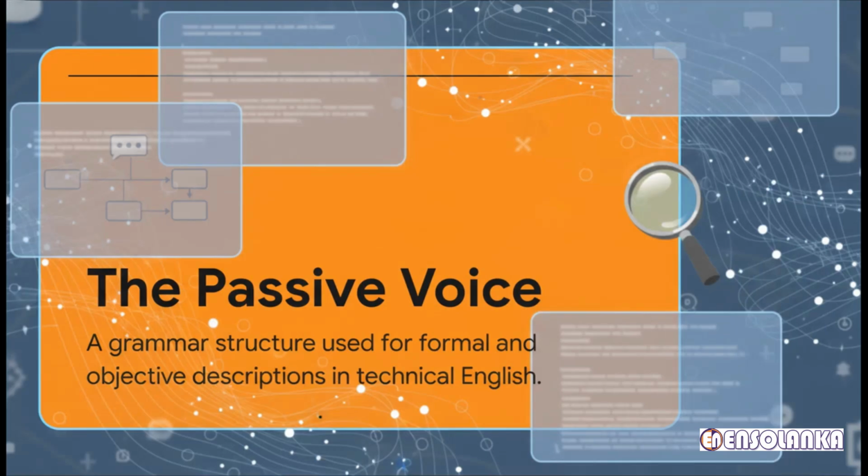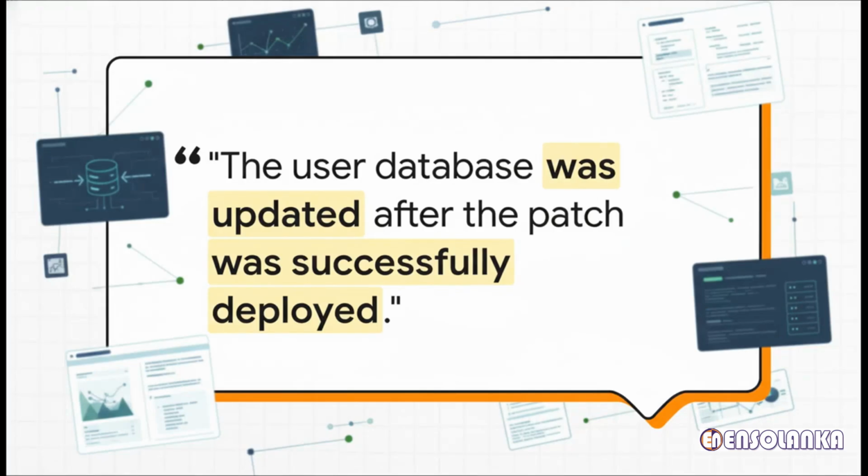Okay, let's grab another one, the passive voice. Now, you might have heard that the passive voice is bad, but in tech, it's an absolutely essential tool. It's how you create those formal, objective, process-focused descriptions that are the lifeblood of good reports and documentation. See what's happening here? The focus is on the what, not the who. The database was updated. The patch was deployed. It doesn't matter who did it. What matters is that the process happened. That objective tone, that's the gold standard for high-quality technical writing.